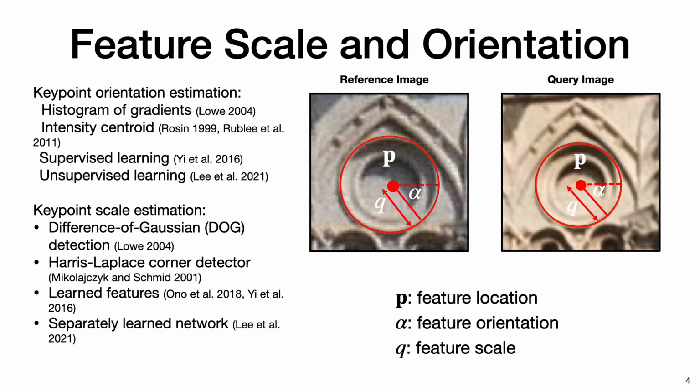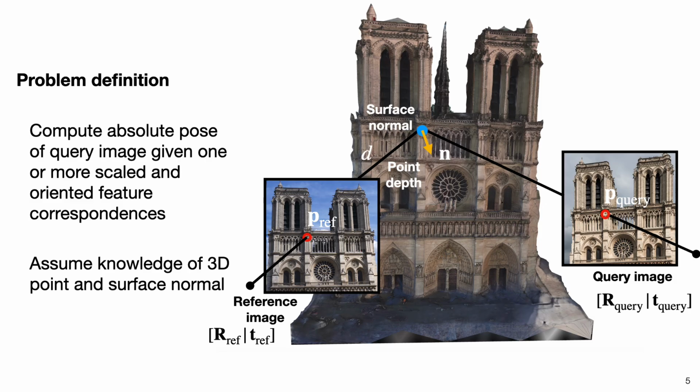In our work, we were interested to explore how feature scales and orientations could be used to improve image-based localization. Feature scales and orientations are often computed as part of the feature detection process, or can be estimated separately using traditional algorithms or learned methods. While recent work has mainly focused on relative pose estimation from scaled and oriented features, relatively little work has explored absolute pose estimation with such features.